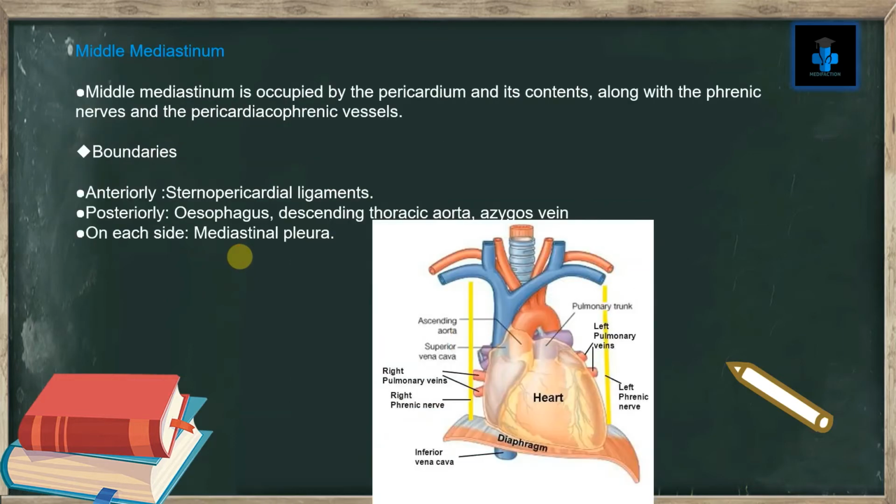Let's move on to the middle mediastinum. It is occupied by the pericardium and its contents, along with the phrenic nerve and the pericardiophrenic vessels. The boundaries are: anteriorly, it has the sternopericardial ligaments. Posteriorly, it is bounded by the esophagus, right here, then the descending thoracic aorta, and also the azygos vein.